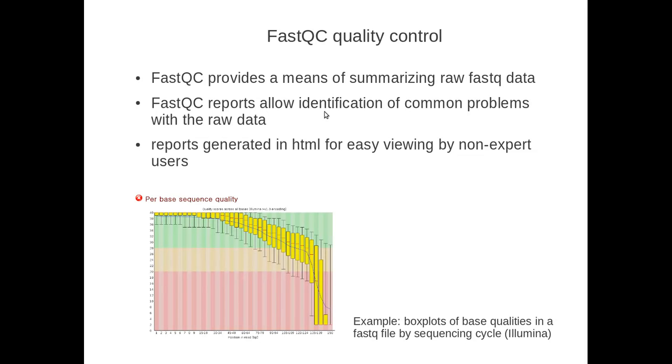Okay, so let's go ahead and look at some FastQC data here. I'm taking you back now for review. You might remember this figure from the week 1 lecture, but I also wanted to point out that this figure was generated by a toolkit called FastQC. FastQC provides a means for summarizing the raw FastQ data. It gives human readable quality reports that allow you to identify coarse problems with a FastQ run. The results are reported in easy to read HTML format for ease of viewing by non-expert viewers.